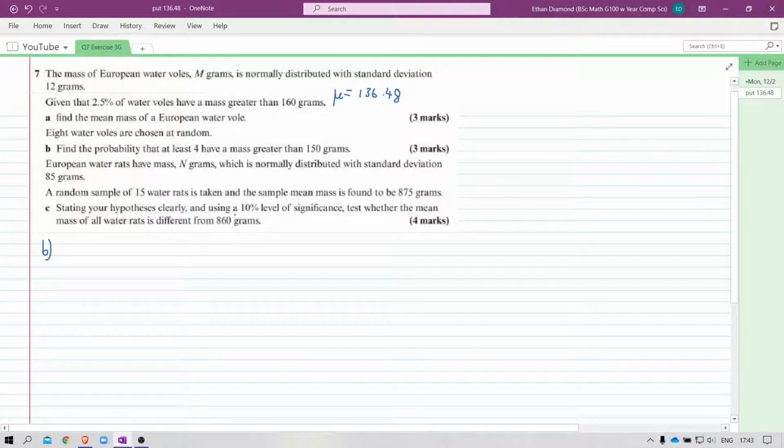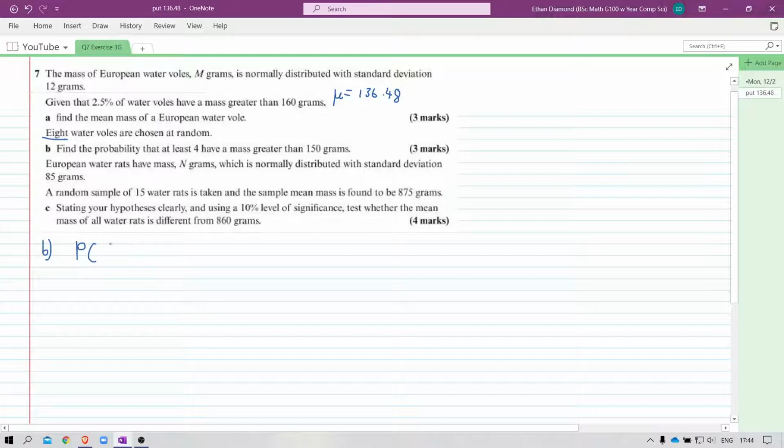Okay, so straight away this question is screaming out, Ethan, I'm a binomial distribution question. Why is it a binomial distribution question? Well, there's a fixed number of trials. The trials are independent of each other. One water vole having a certain mass isn't going to affect the next one. There's a probability of success and probability of failure, and that is constant.